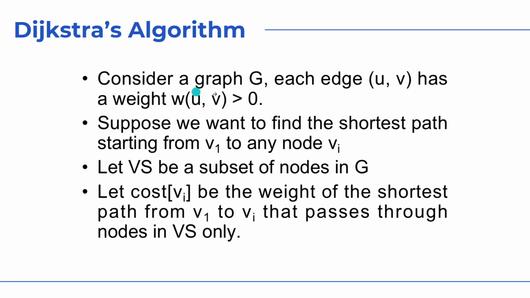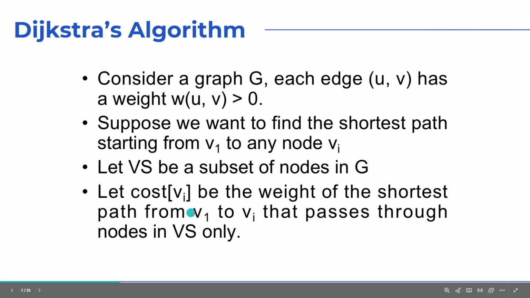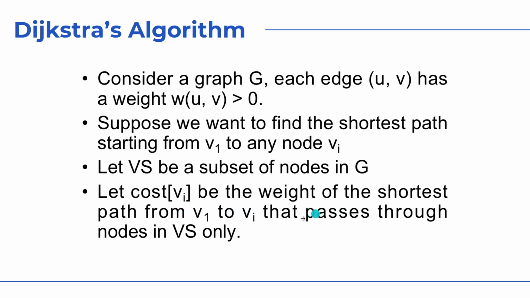So, let us consider a graph G. The graph is composed of a set of edges where we denote every edge as a pair (u, v), and the weight along that edge is given by w(u, v), and it is greater than 0. Now we want to find the shortest path starting from vertex v1, which is our start vertex, to any node vi. Now let us consider that we have a subset vs, which is a subset of nodes in this graph G, and we are going to find the cost of the shortest path, for which we may have to sum up the weights along the edges.